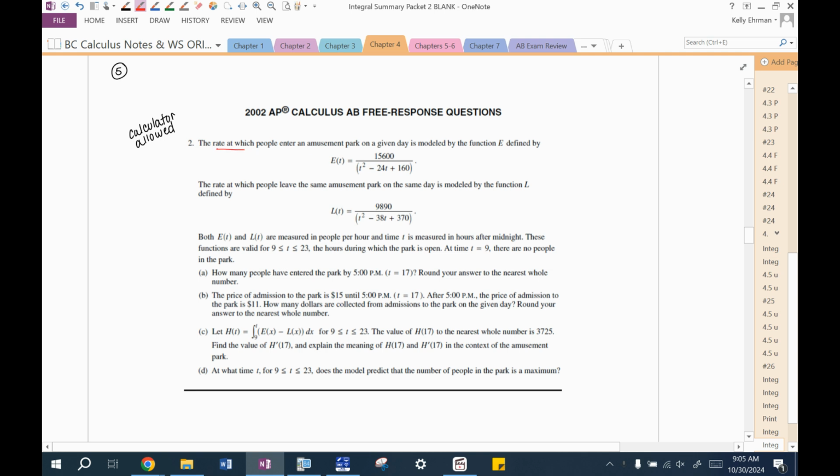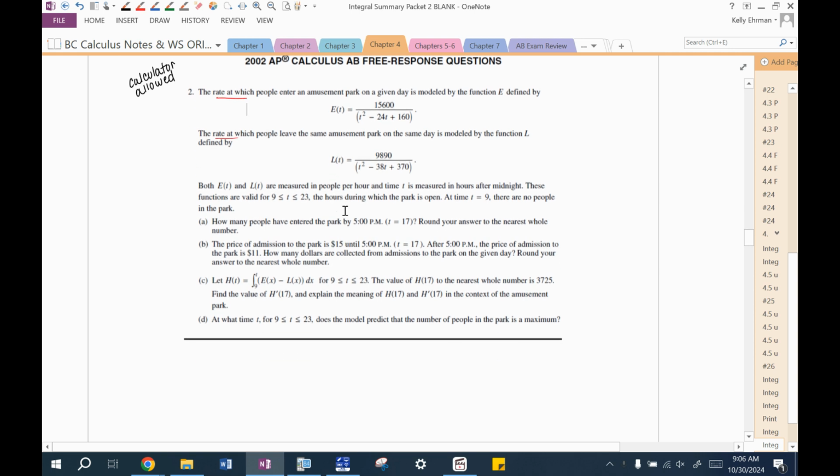The rate at which people enter an amusement park on a given day is modeled by E of t. The rate at which people leave the same amusement park is modeled by L of t. So enter, leave, those are both rates. They're measured in people per hour. Time is measured in hours after midnight. The functions are valid for 9 to 23 hours during which the park is open. So that's how we'll set our window when we graph this.